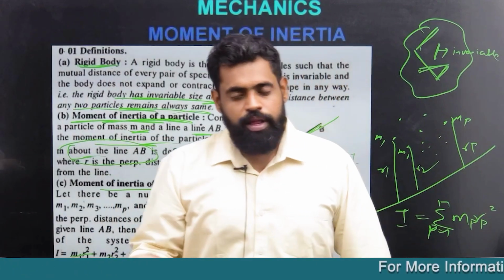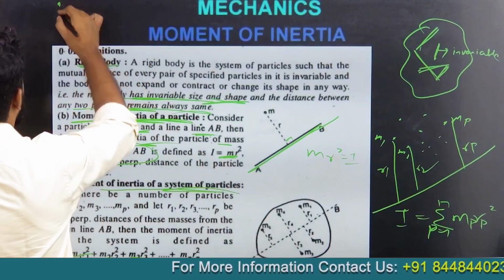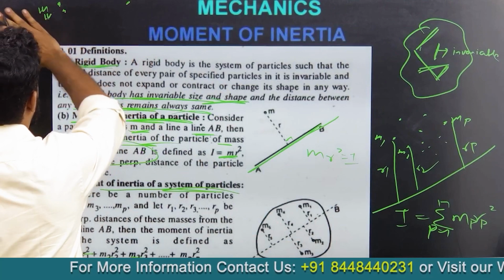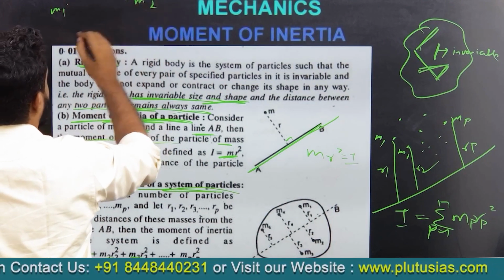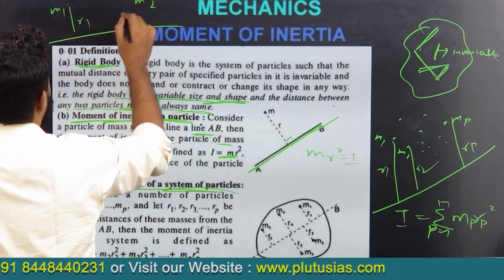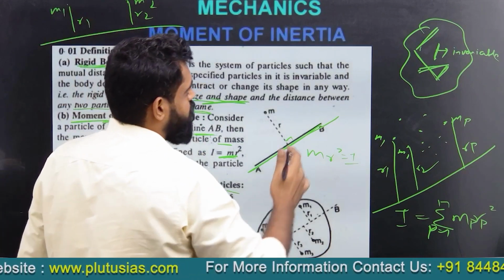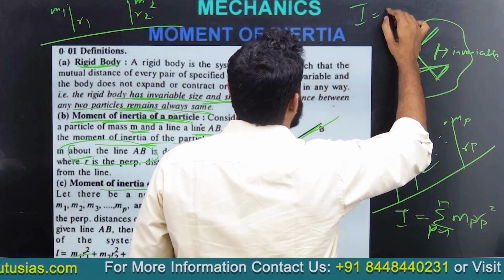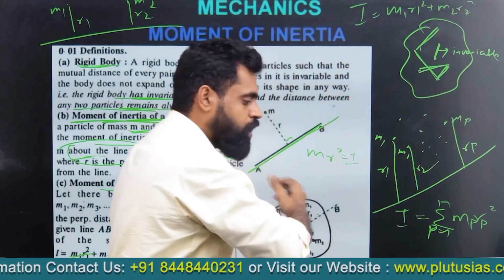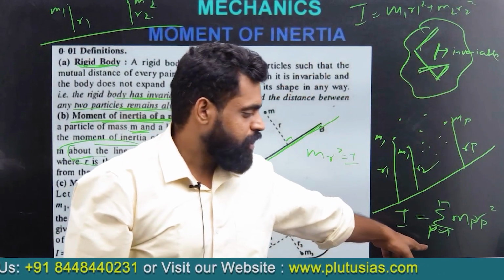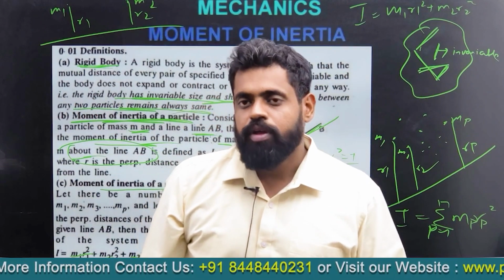So this is how we calculate the moment of inertia of a system. Suppose there are two particles, m1 and m2, and a line such that the perpendicular distances are r1 and r2. Then the moment of inertia of this system of particles would be I equals m1 r1 square plus m2 r2 square. And if you write it in a generalized formula, it depends upon the number of particles.